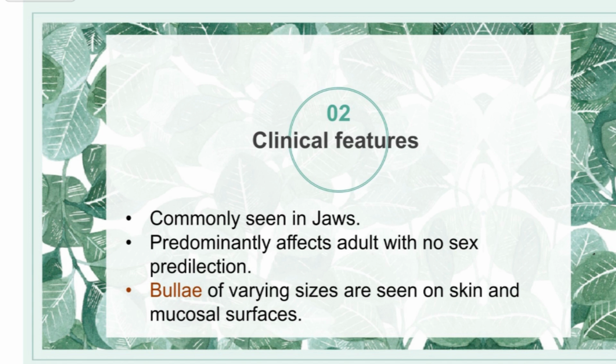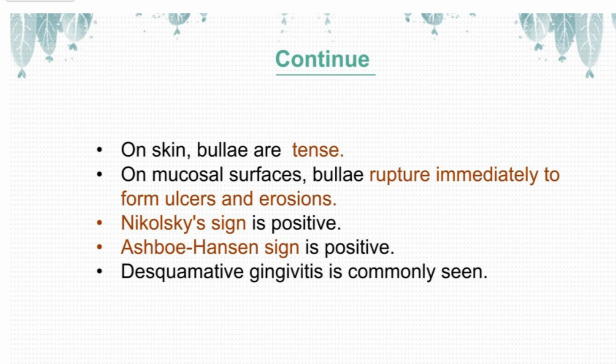The clinical features are: it is commonly seen in the jaw and predominantly affects adults but with no sex predilection. It means it can affect both men and women. Bullae of varying size are seen on skin and mucosal surface. On skin, bullae are so tense. On mucosal surface, bullae rupture immediately to form ulcer and erosion.